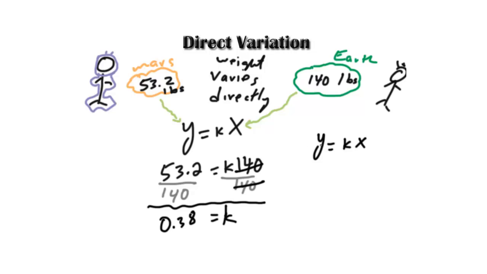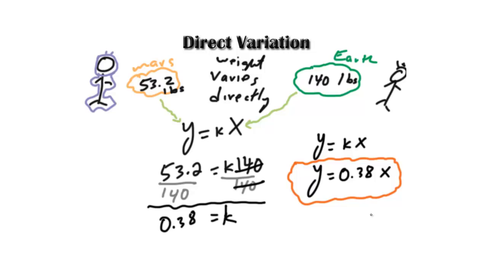Once we know what k is, we can go back and rewrite our direct variation equation. So here y equals kx, keep the y as is, change the k to 0.38 and leave the x there. Y is my weight on Mars, so I can figure out your weight on Mars if I know your weight on Earth. Plug that in for x and you can get the corresponding y. This is a direct variation equation to represent that relationship. And we're done.